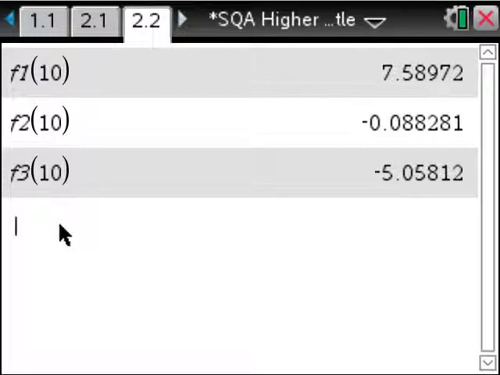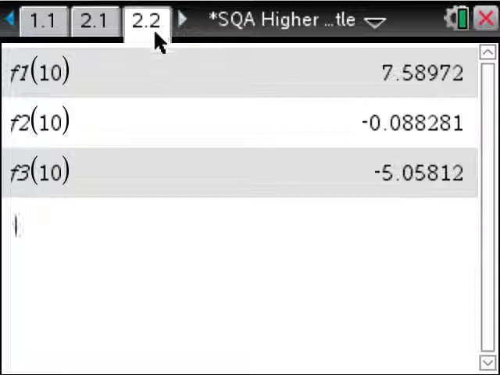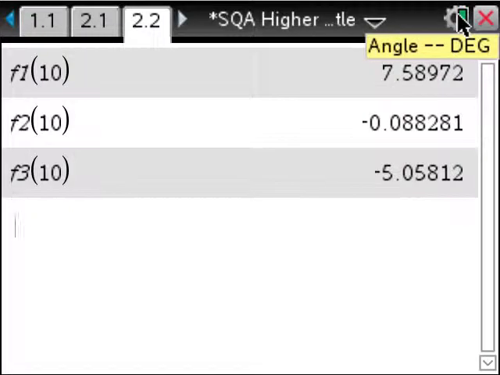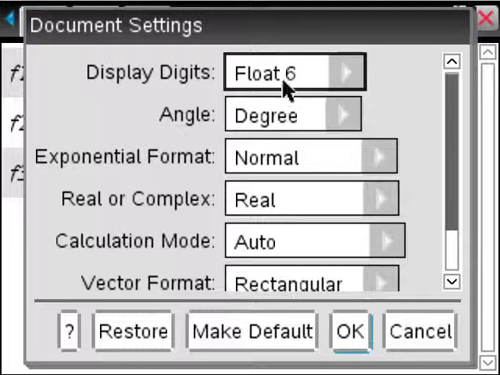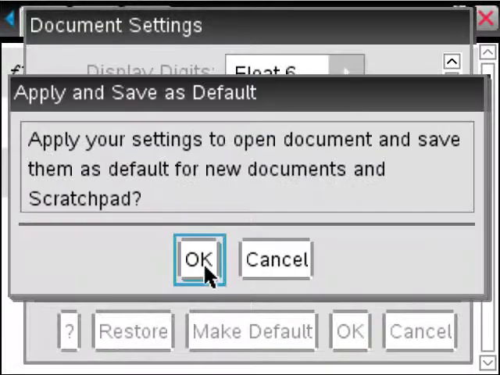And the reason for that is something must be going wrong here. And the big difference is we were in a graphing page here, here we're in a calculator page, and we had to set it to be radians, so we've got to change these to be radians as well, and at the moment they're in degrees. So if I go to document settings, change this calculation page to be radians, and make that the default, and click OK.